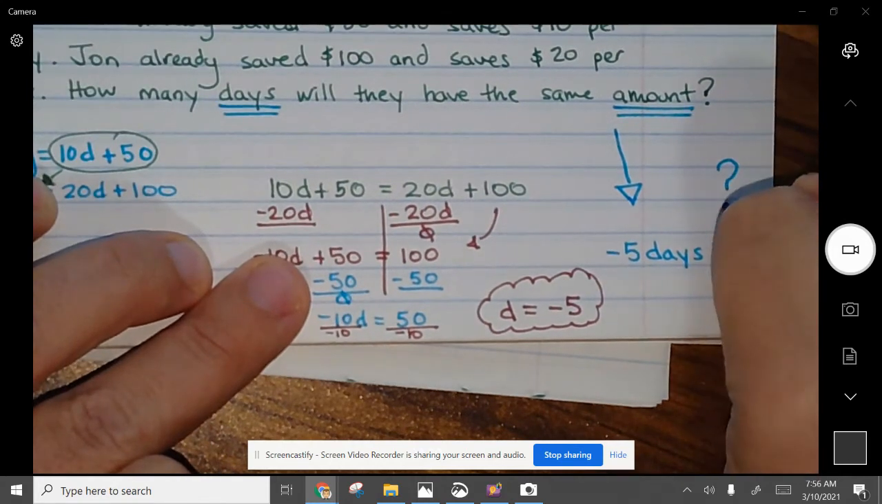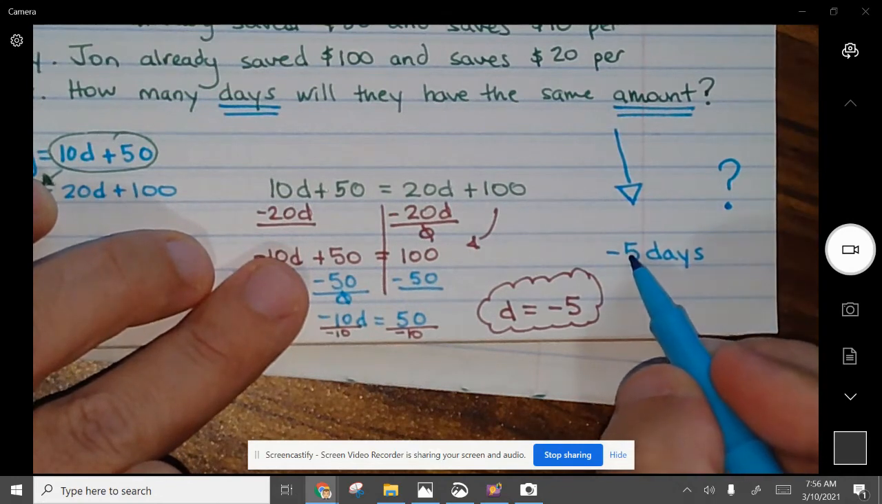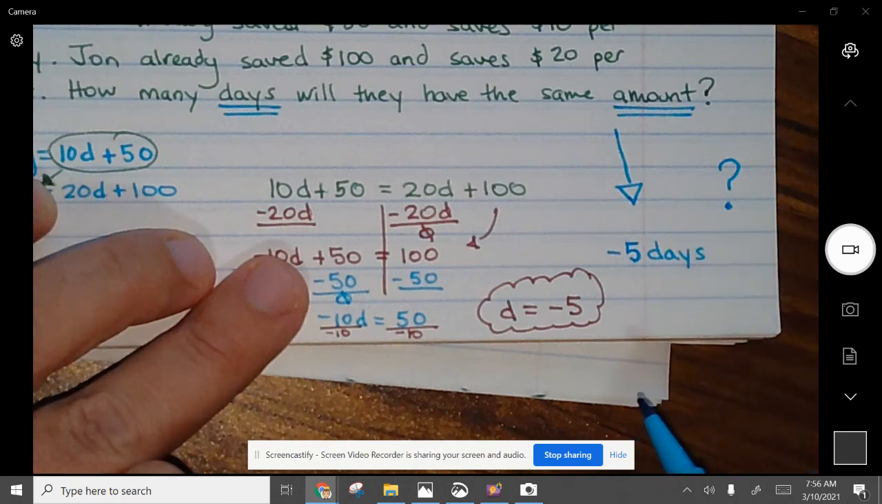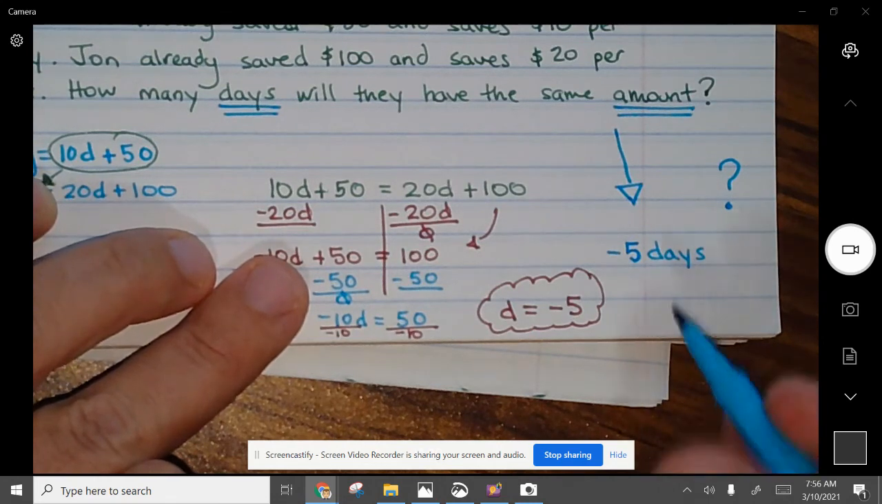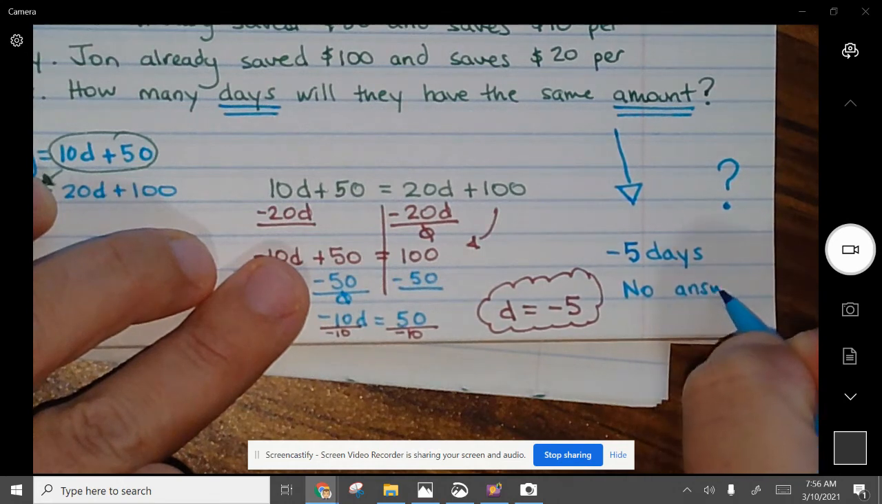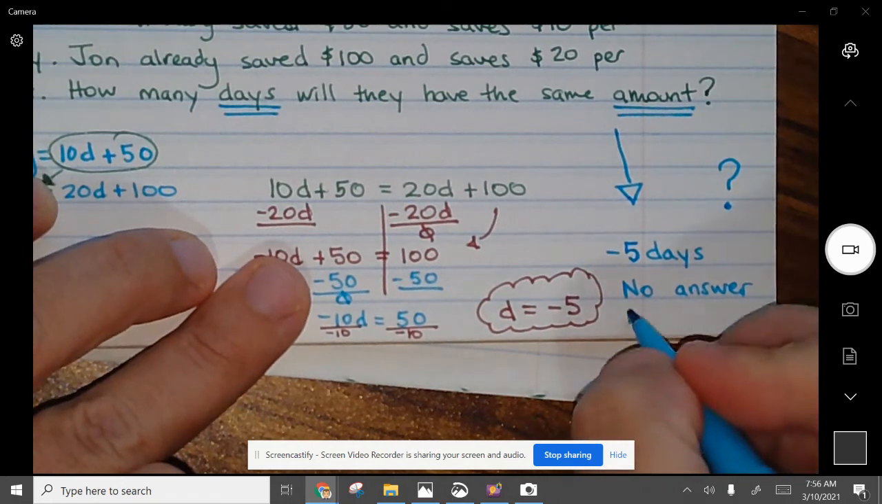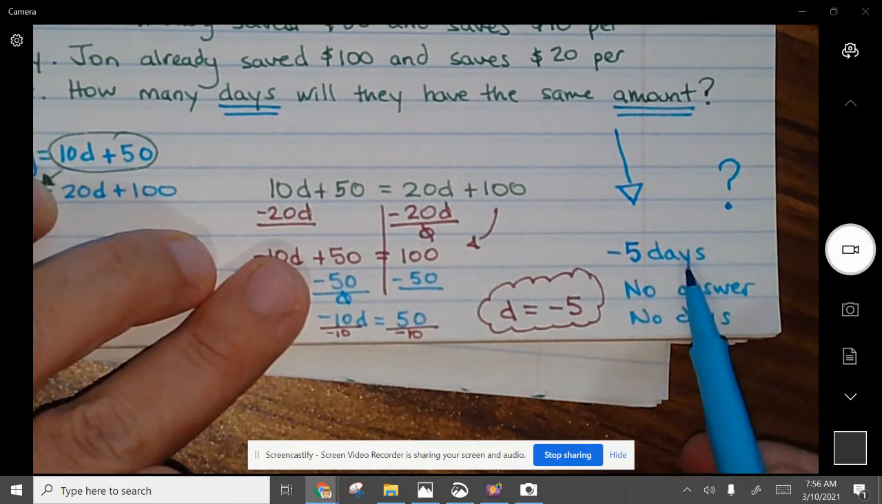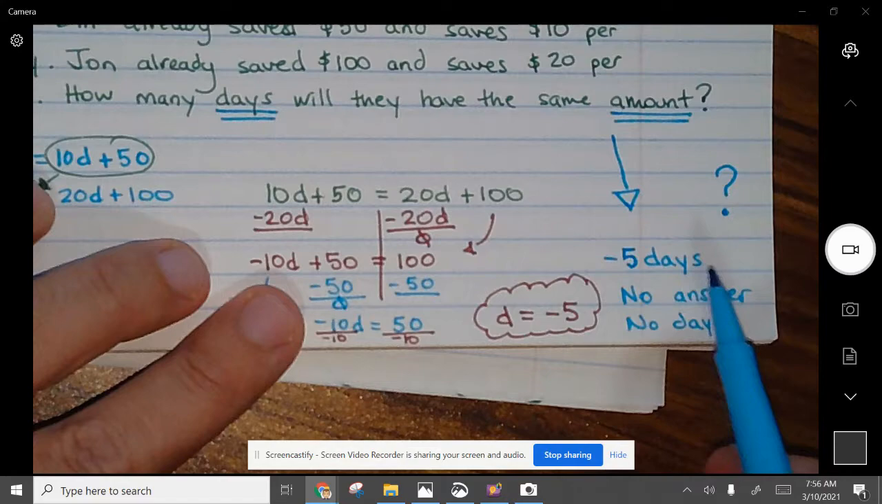Something's really bizarre. How could you have negative 5 days? All right, this doesn't make any sense. So you could eventually answer this saying, there's no answer to this. There's no solution. No days will ever work. They're never going to have the same amount of money.